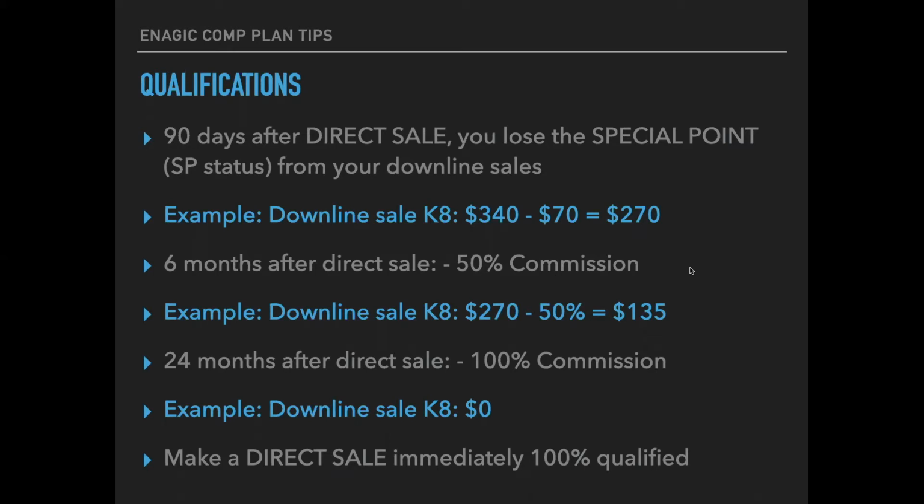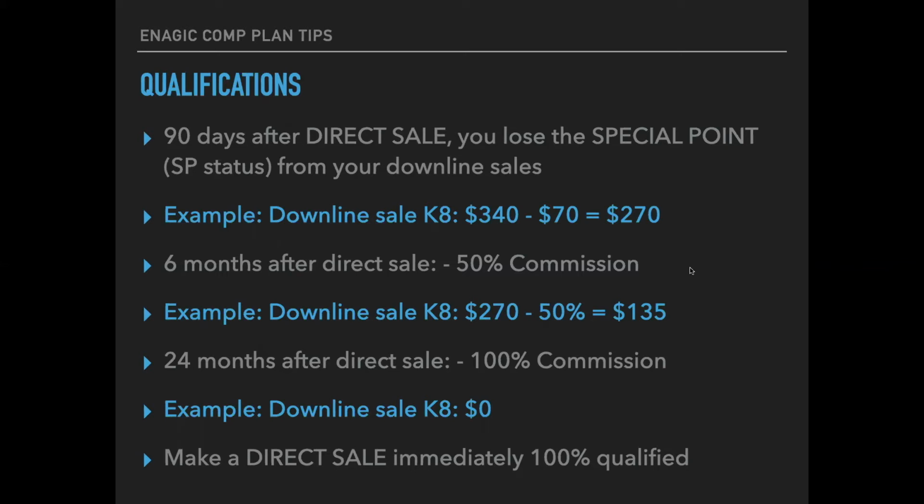So this person's a great distributor. They're making a sale every month, a K8. So for the 4th, 5th, and 6th months, you're making $270. But because you don't make another direct sale, now on the 7th month, you actually lose 50% of the commissions. So you go from $270 all the way down to $135. And you're going to be paid $135 from the 7th month all the way up to the 24 months. So this is a 2-year qualification time clock.